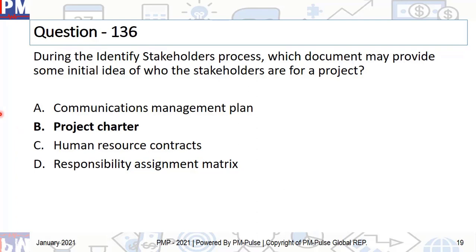And the correct answer is project charter. Right? So during the identify stakeholder process, which document may provide some initial idea? Because please remember, identify stakeholders is the very second process that you conduct at initiation. The first two processes conducted are develop project charter, and the second one is identify stakeholder. Obviously, project charter becomes an input to the process called identify stakeholder, and therefore, none of these others will become an input to this process. The only one that becomes an input to this process is project charter.